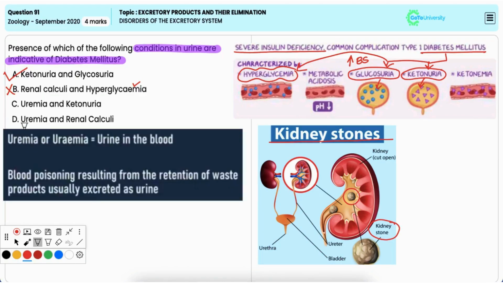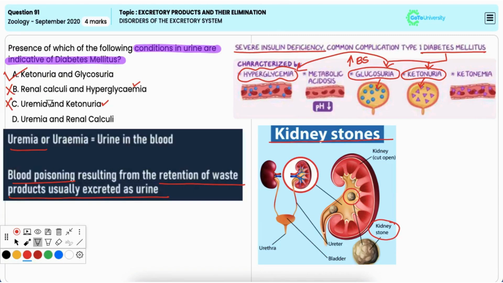Option C, uremia and ketonuria. Now this is also incorrect, as uremia refers to the buildup of waste products in the blood due to kidney failure, which is not directly related to diabetes mellitus, but ketonuria is related to diabetes.